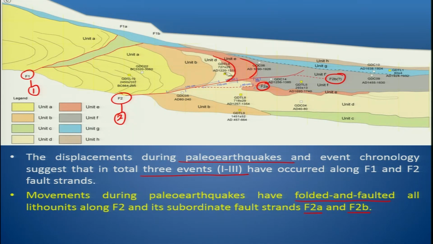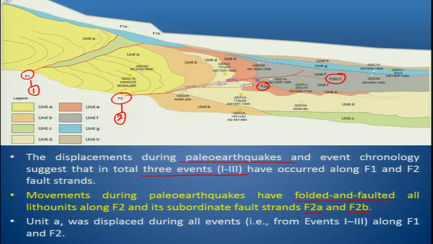Okay. So this was a typical folding we see. Now unit A, which is the oldest one, was displaced during all events. So that means it got displaced along F1 as well as along F2. Stratigraphically, this is the oldest one. So it was displaced during all events, right from event 1 to event 3, along F2 and F1.